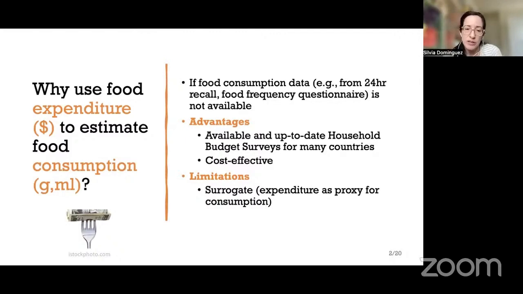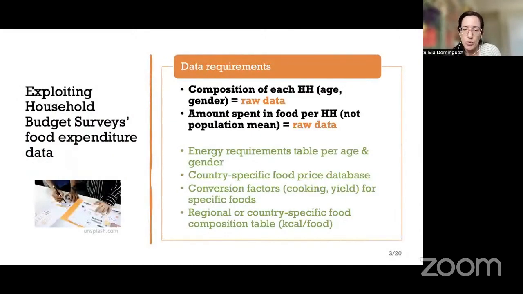Now, we have to keep in mind the most important limitation to this approach is that expenditure will remain a surrogate for consumption because in this type of household budget survey, we will not measure directly consumption. We measure expenditure, then we transform this into consumption. So it is a surrogate, but it can provide representative estimates. So with all this in mind, and as you will see in the following slides, using data from household budget surveys is not necessarily straightforward.